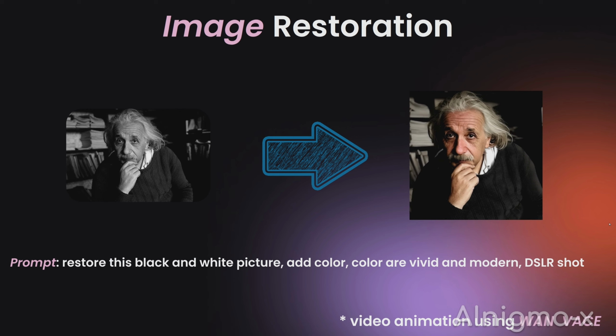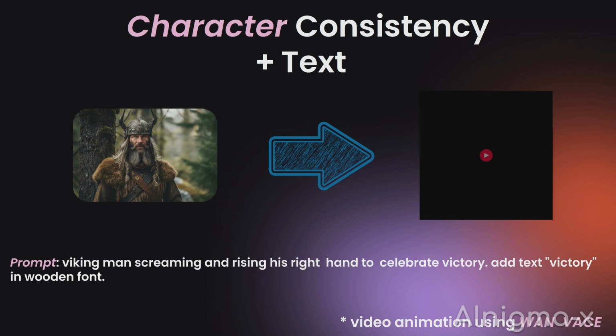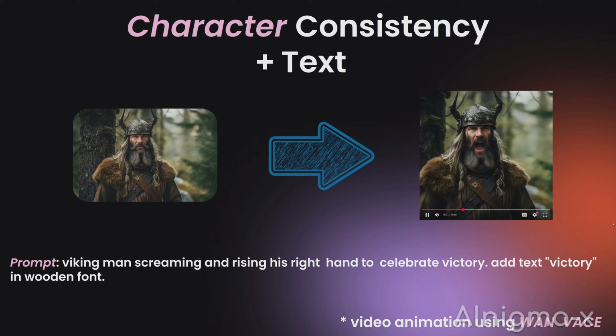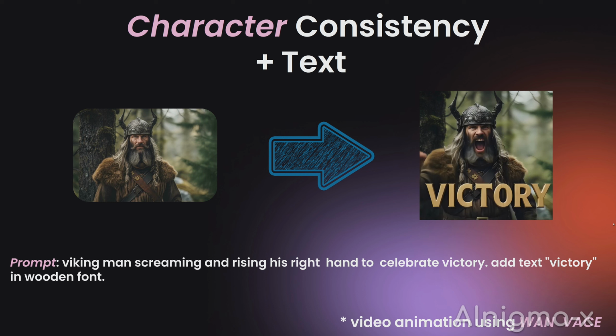Imagine an old photo of Einstein. With Flux Kontext, we restore it, enhance details, and bring the past to life. Now, let's see how it transforms a character. This Viking warrior was calm, but with Flux Kontext, we'll make him raise his hand and shout for victory. We can also task the model to add text with the font and style we want.